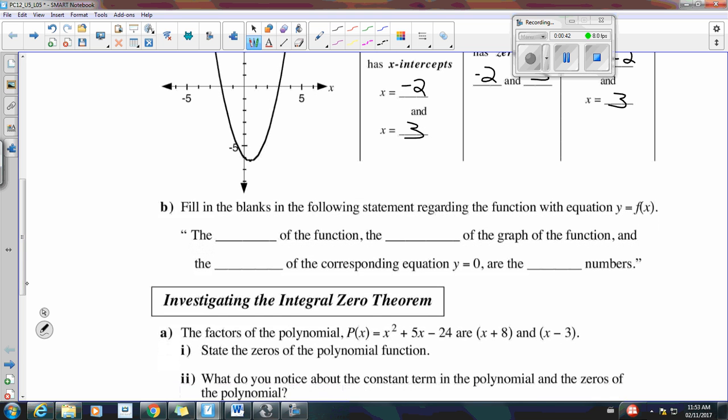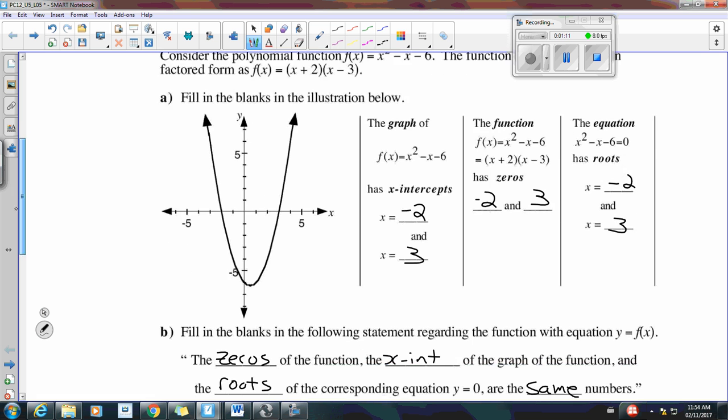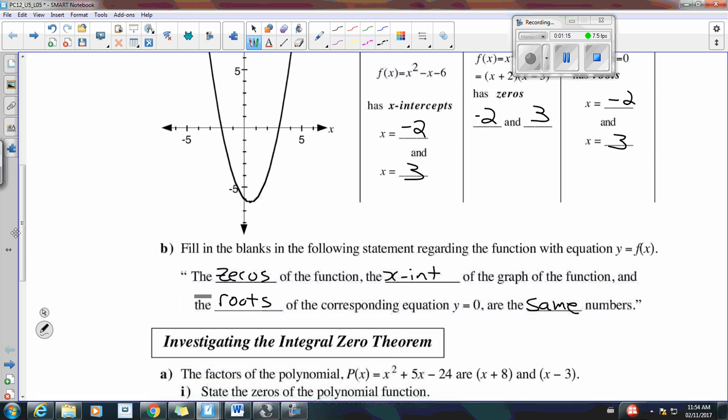Fill in the blanks. The function with equation y equals f of x. So the zeros of the function, the x-intercepts of the graph of the function, and the roots or solutions of the equation y equals 0 are all the same. So not only does this process let us factor things, it actually answers all 3 of these questions for us.